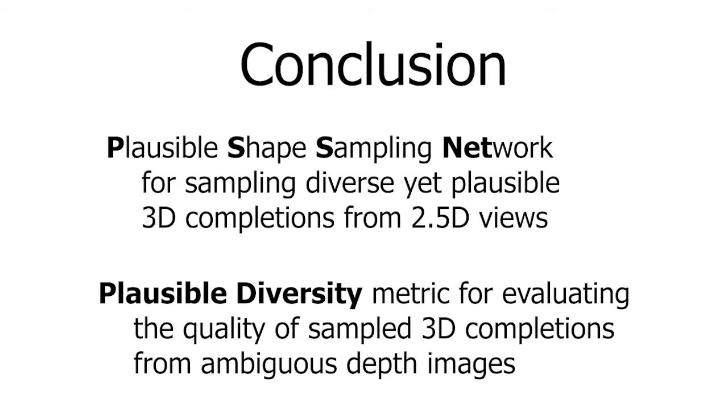In conclusion, we propose the plausible shape sampling network for sampling diverse yet plausible 3D reconstructions from a depth image. To evaluate the quality of the 3D reconstructions with ambiguity, we propose the plausible diversity metric.